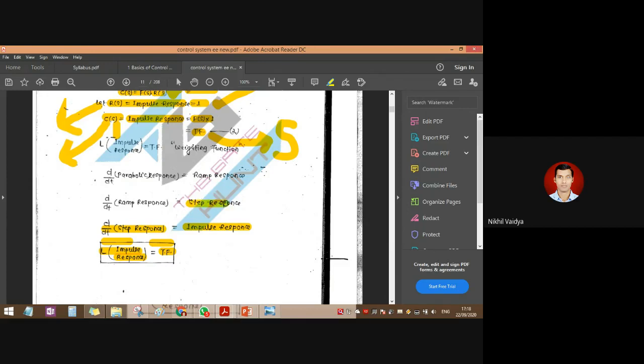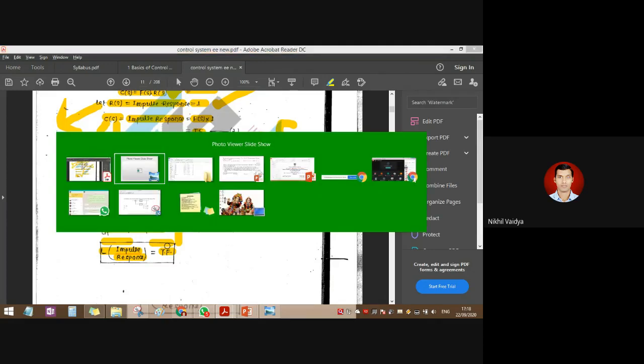And one more important thing we observed yesterday: the impulse response is the derivative of the step response, the step response is the derivative of the ramp response, and the ramp response is the derivative of the parabolic response. In the opposite direction, the parabolic response is the integration of the ramp response, the ramp response is the integration of the step response, and the step response is the integration of the impulse response. So this concept we are going to use in this problem.